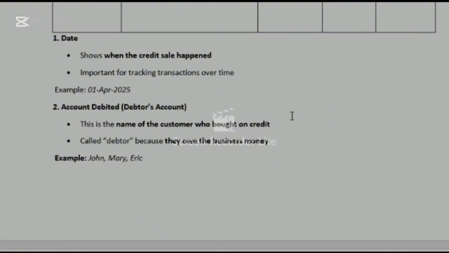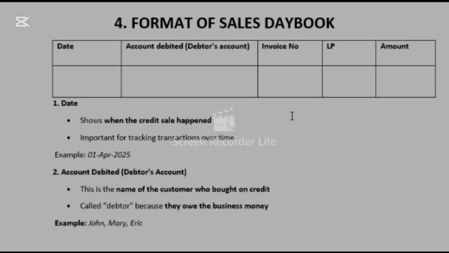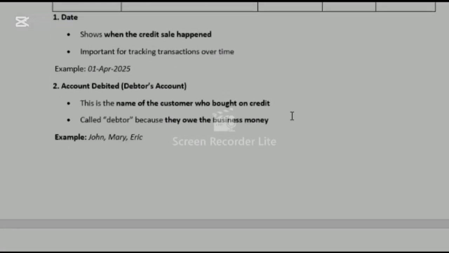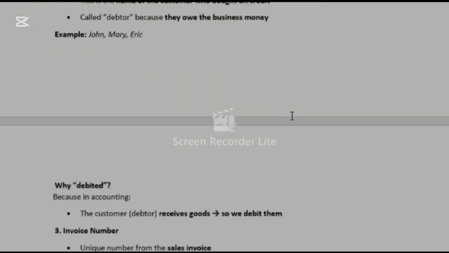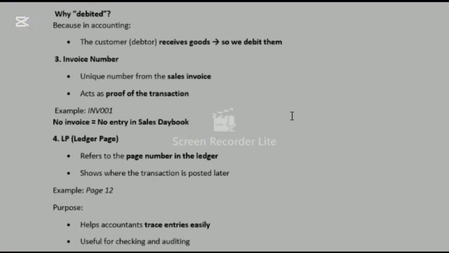Date shows when the credit sale happened. For example, a transaction may have occurred on 01 April 2025. Account debited, or debtors account, is the name of the customer who bought goods on our credit. It is a debtor's name, for example, John, Mary, Eric, something like that.